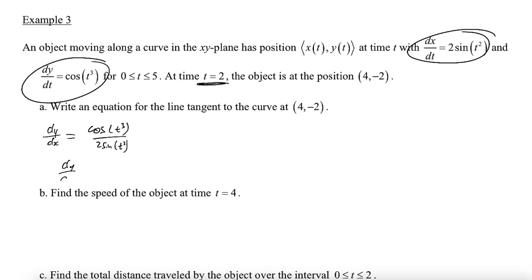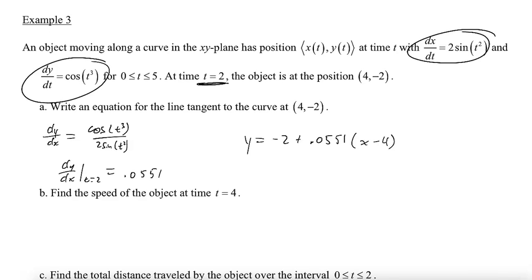So now for dy/dx, make sure you're in radians. You just need to do it at t equals 2. So that's cosine of 8 divided by 2 sine of 4. And that comes out to 0.0551. All right, cosine 8 radians. Yeah, I think that's right. So then I have y equals negative 2 plus 0.0551 times (x minus 4). There's my line tangent.